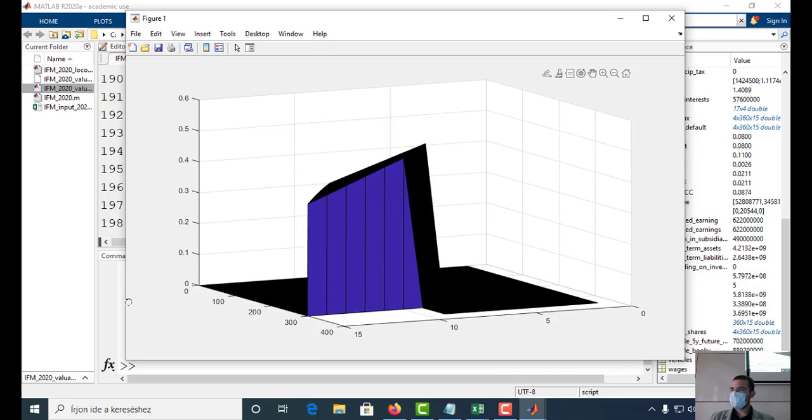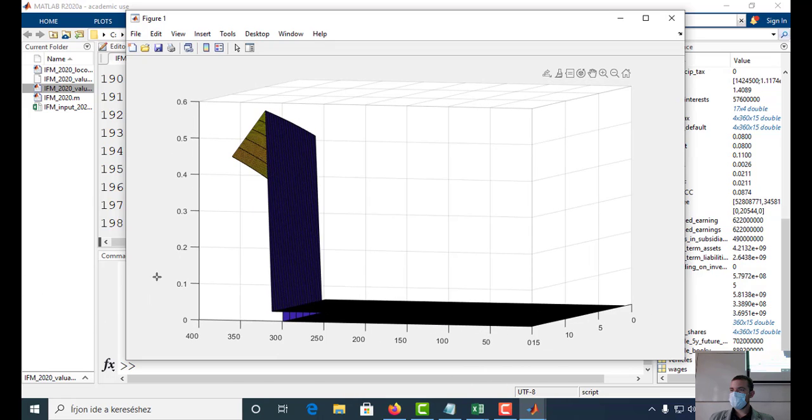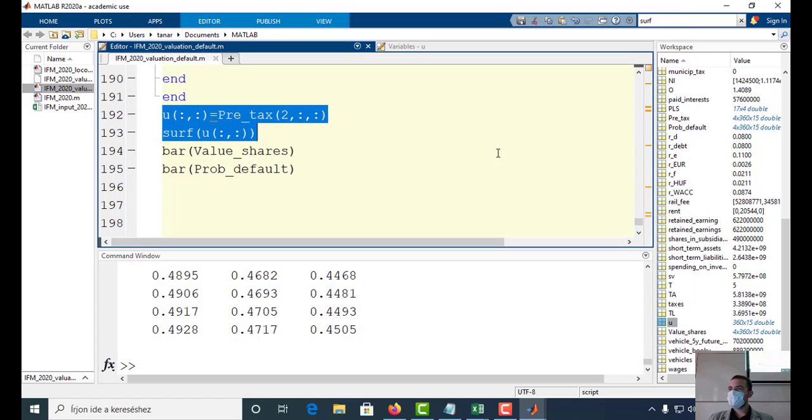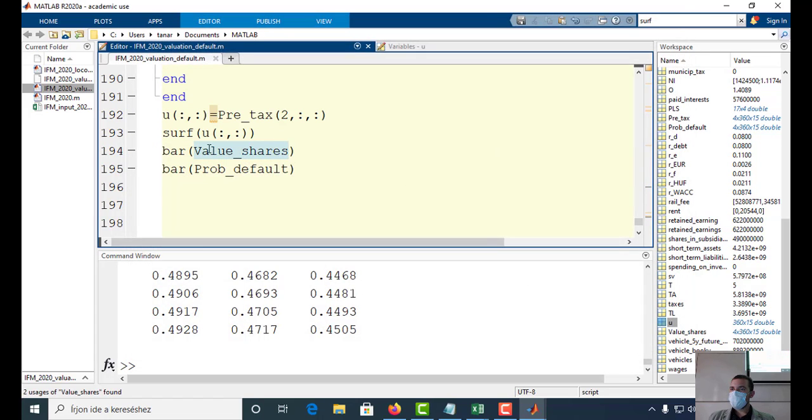Yeah. Okay, now it looks completely disgusting. Yeah. Also, what is happening with the value of the shares?